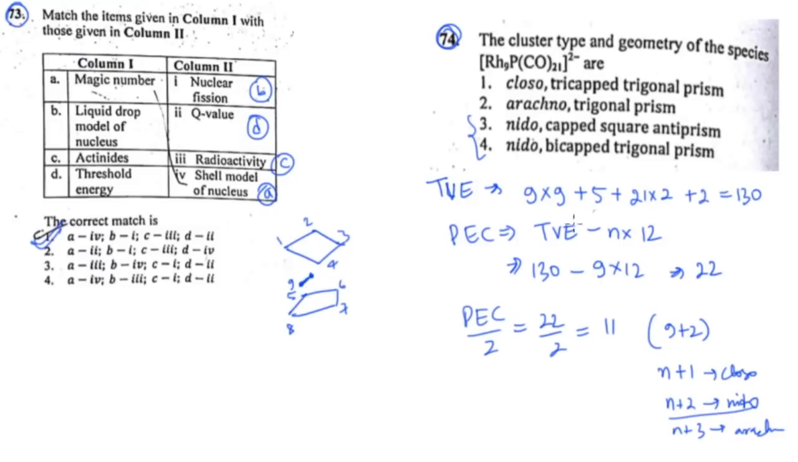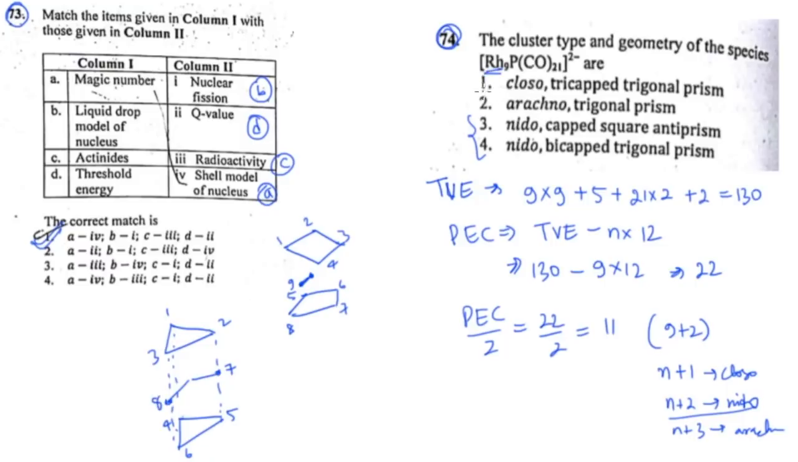And what about your bicapped trigonal prism? A trigonal prism looks something like this. It will be 3-sided like this. Then in a similar way, you will have 3 in the bottom side also. Bicapped means you will have two caps, one here and one here. So if you count the coordination number, it will be 1, 2, 3, 4, 5, 6. Don't count the center, okay? 6, then 7, and then 8. You just have 8.